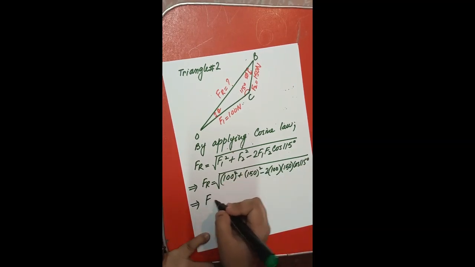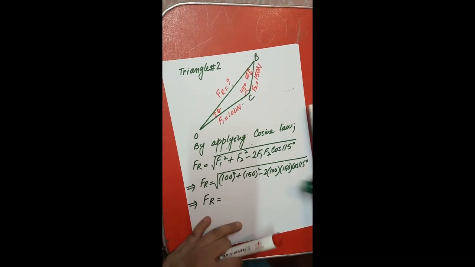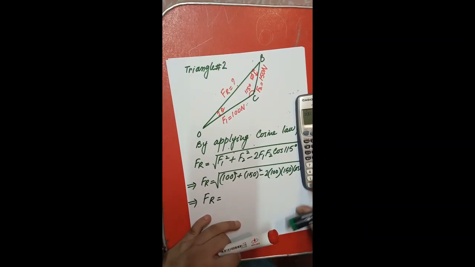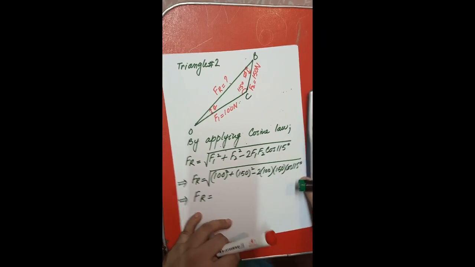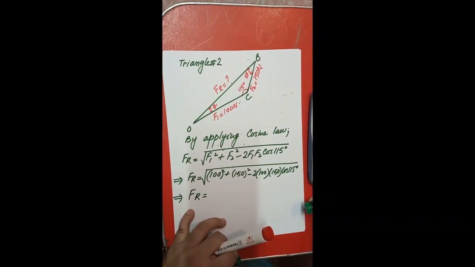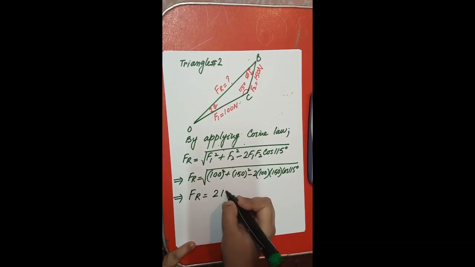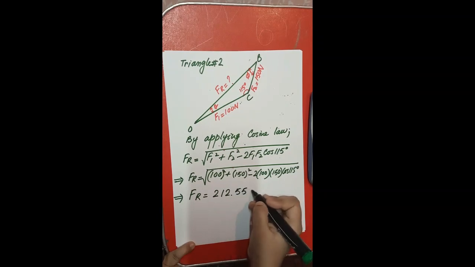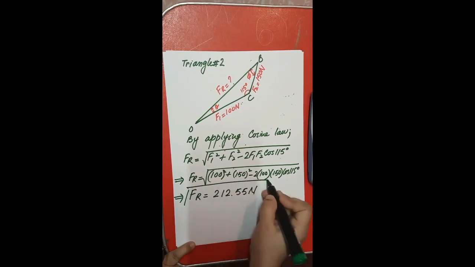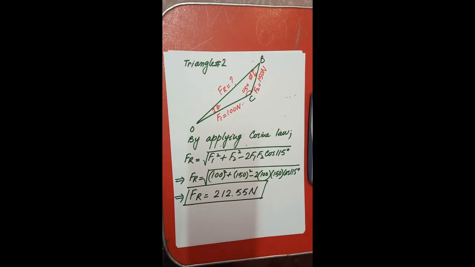So how can we calculate FR? We take 100 square plus 150 square minus 2 into 100 into 150 cos 115. You can also use scientific calculators as well, it's up to you. We take the square root of it and we get the answer for FR, that is 212.55 Newton. The unit of force is Newton.